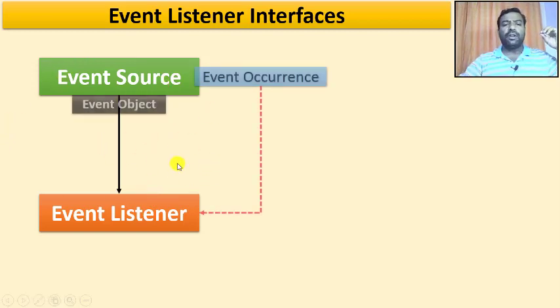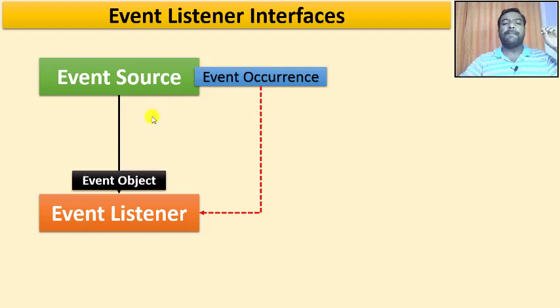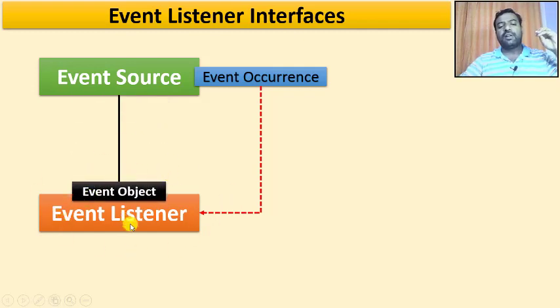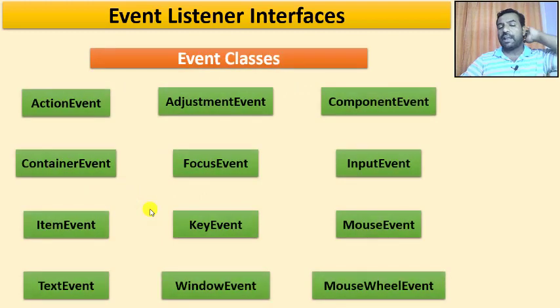Now, whenever there is an event occurrence, a particular event listener should be accessed, activated or invoked so that the event can be handled. Hence, whenever there is any sort of event from the event source, an event object will be generated and passed to the event listener, which will receive this object and start processing. This is what happens in the event listener interface with respect to the delegation model.